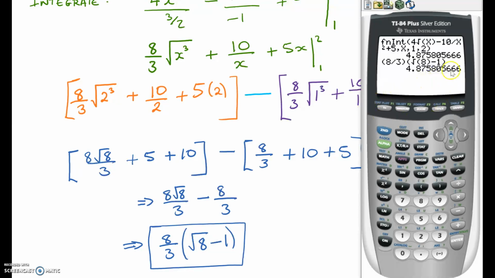So again, the benefit of doing it by hand is it gives you a more accurate answer. 8 over 3 times the square root of 8 minus 1 is exactly the right answer. 4.8758056, as the calculator gives you, is obviously an approximation and has a rounding error, but both are fine and correct to 3 decimal places. The calculator's version is perfectly acceptable, but we should be able to do it both ways.